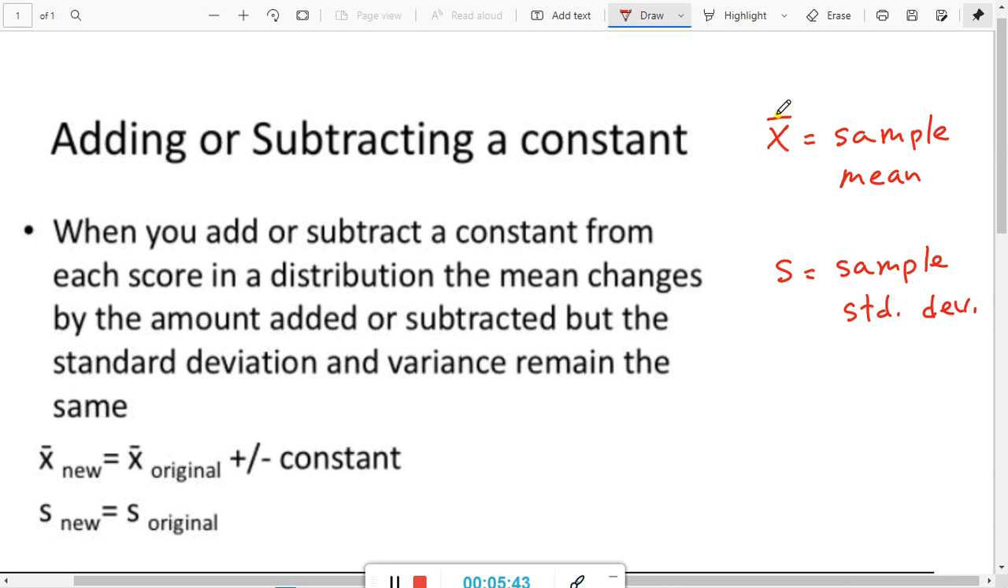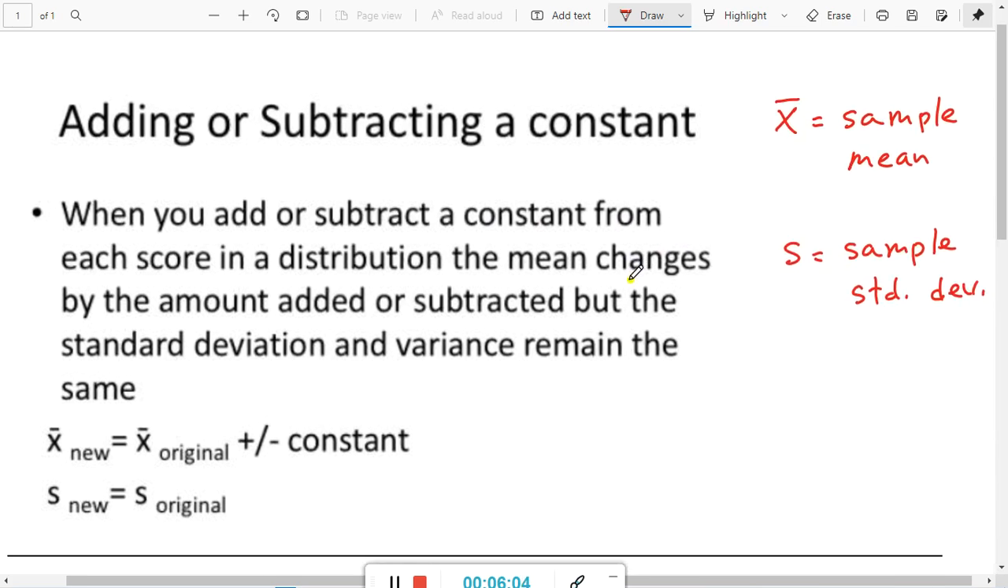All right, just to refresh your memory, X bar is just the mean of a sample. Okay, and the lowercase s, that's the standard deviation of a sample. Okay, but these formulas, they apply to both a sample data set and a population data set. Okay, it's the same thing either way. So when you add or subtract a constant from each score in a distribution, the mean changes by the amount added or subtracted, but the standard deviation and variance remain the same.